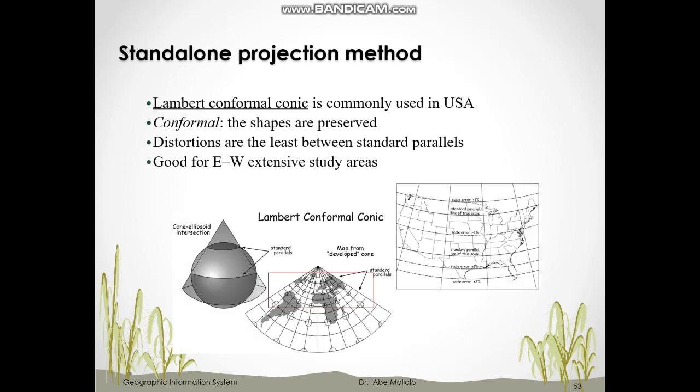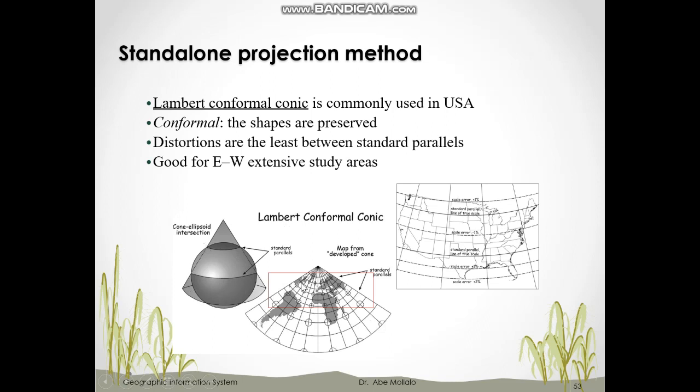So Lambert is a projection widely used in the United States. Lambert basically is the name of the inventor, and conformal means the projection will preserve the angles and shape of geographic features, and conic means this projection uses a cone as projection surface. So this projection uses a cone to cut the ellipsoid. So you can see that it cuts the ellipsoid, which produces two standard parallels, 1 and 2. And the two standard parallels or bands run from east to west, okay?